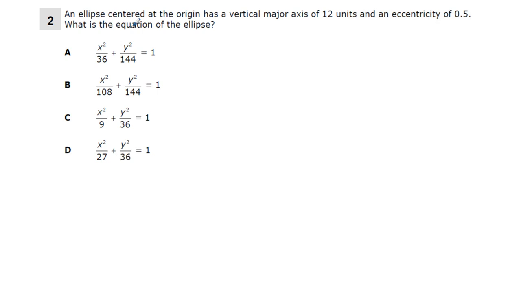Next, problem 2. An ellipse centered at the origin has a vertical major axis of 12 units. And so what that means is we want to find our semi-major axis.